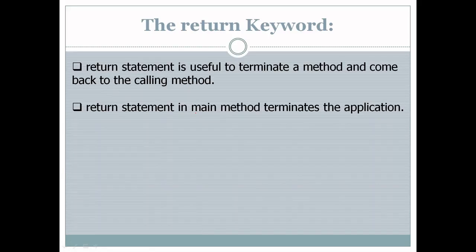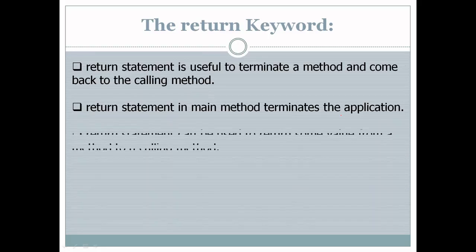A return statement in the main method terminates the application. If you include a return statement inside the main method, that will simply terminate your application and the control is transferred back to the operating system, because the main method is generally executed inside the operating system.